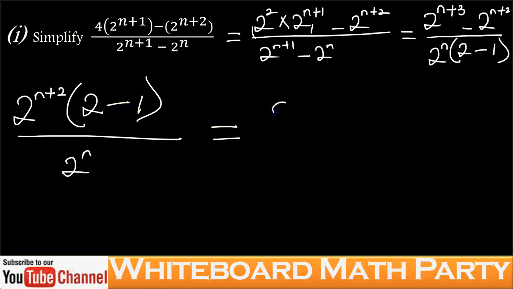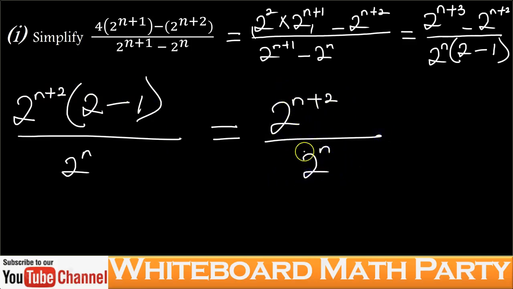For the numerator, 2 to the power of n plus 2 is still there. 2 to the power of n plus 2 is still waiting for us. 2 minus 1 is 1. So 1 times 2 to the power of n plus 2 remains the same. So we're leaving our numerator as 2 to the power of n plus 2, while our denominator is 2 to the power of n. Now watch it.